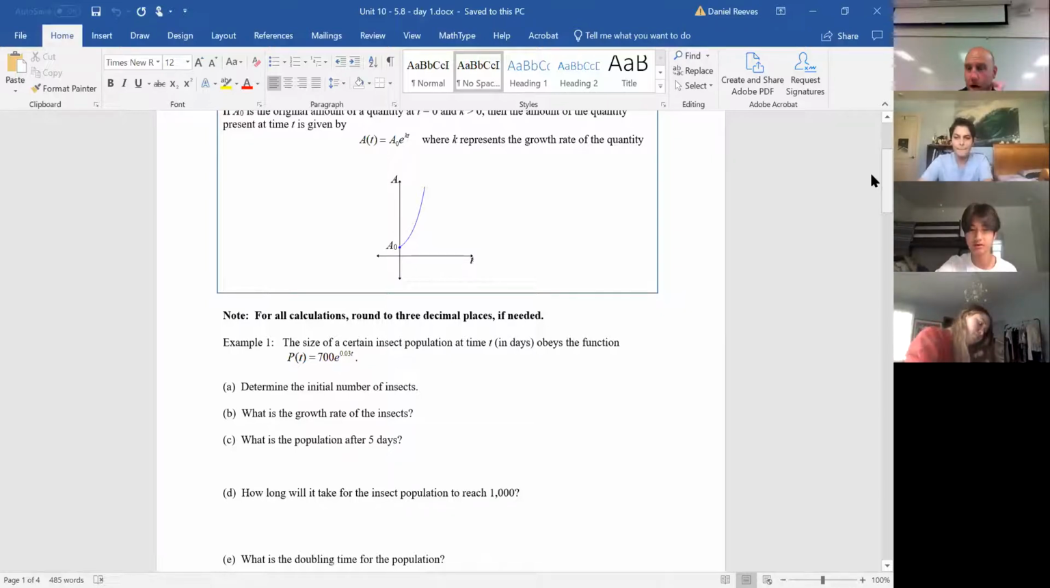Mr. Reeves? Yeah, Owen. So when you say one of the two equations that we need to memorize, was the other equation A equals P e to the RT? No, that is the same equation. They're just calling A naught P and K R. Those two equations are identical. The other one is the compound interest formula. Oh, the A equals P times 1 plus R over N, that one? Yeah. Okay.